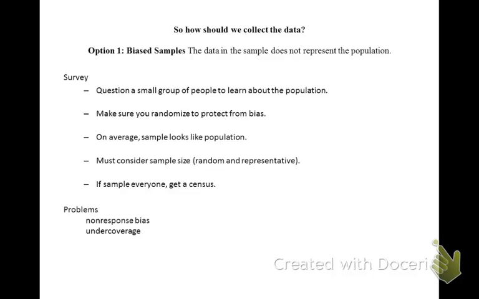On average, the sample will look like the population, but you also must consider the sample size. You'd like to have a random and representative sample. If you sample everyone, you get what's called a census. Problems with surveys are non-response bias, where sometimes people won't mail back in the forms, and under coverage, where sometimes you'll miss certain sectors of the population.